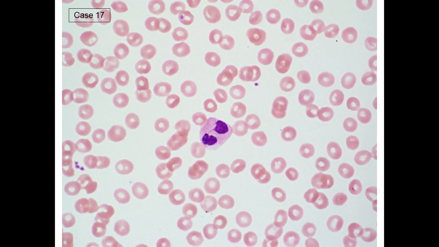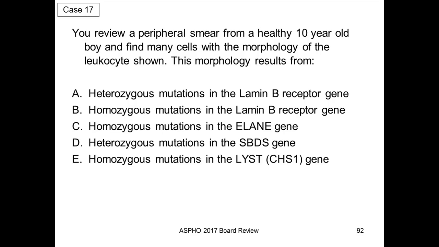Okay, case number 17. Basically, I'm looking primarily at the interesting neutrophil in the middle of the field. Suffice it to say, all the neutrophils look like this. So we reviewed a peripheral smear from this otherwise healthy 10-year-old boy. We found many cells with this morphology.